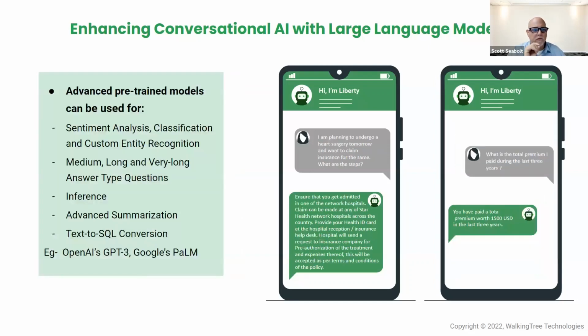And specifically around these LLMs that have really advanced pre-trained models, they can be used for things like sentiment analysis, classification, and really the custom entity recognitions. And then, as well as medium, long and then really very long answer type questions. They're really good at inference, have advanced summarization, and do a good job with text to SQL conversions as well. And that would fall under OpenAI's GPT-3, as well as Google's PaLM LLM. All right, and next, Pranshu.